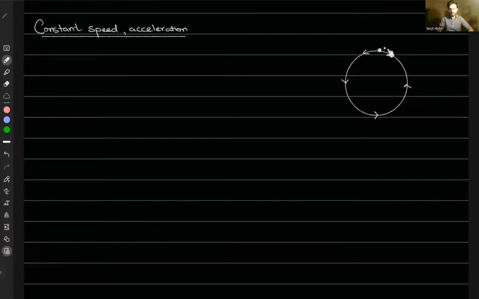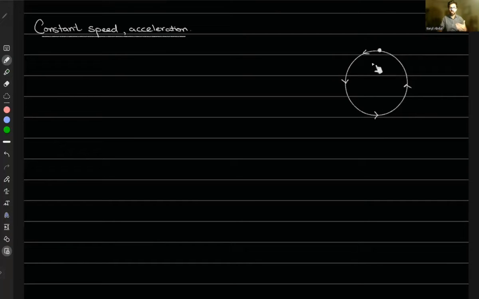Why? Because we know velocity is something that is associated to the direction. Now, we can clearly see that the direction at every point on this circle is different, right? So that means the velocity is not constant, but the speed is constant, because the magnitude of the velocity might be the same at every point on this circle.